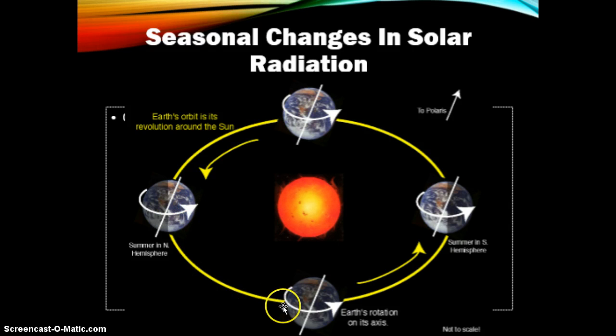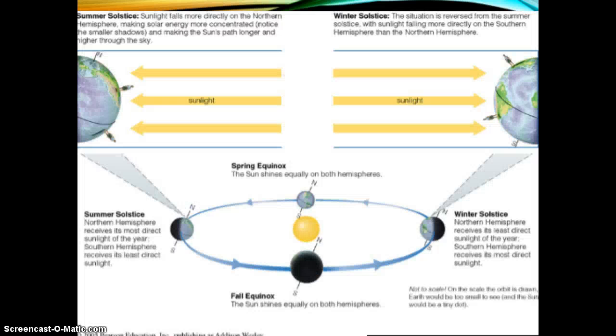As we go the other direction from September 22nd all the way to March 21st, we are tilted away, and the southern hemisphere is tilted towards the sun. And because of that, they are getting the direct sunlight, and they go into summer at that time. So here's another picture that shows you that. You may want to refamiliarize yourself with those ideas of solstices and equinoxes. Just make sure you have that idea down.